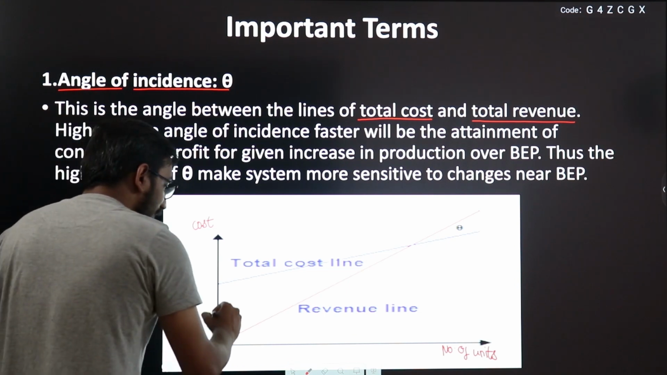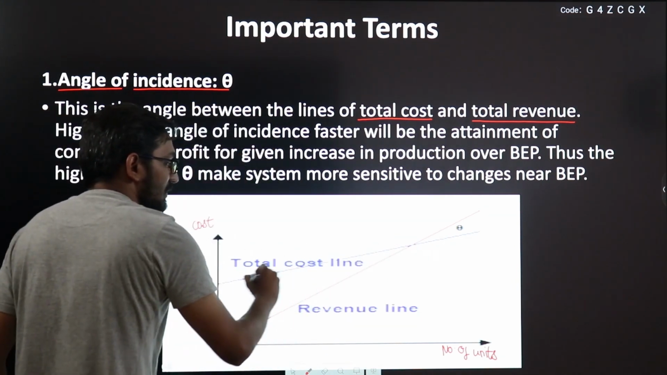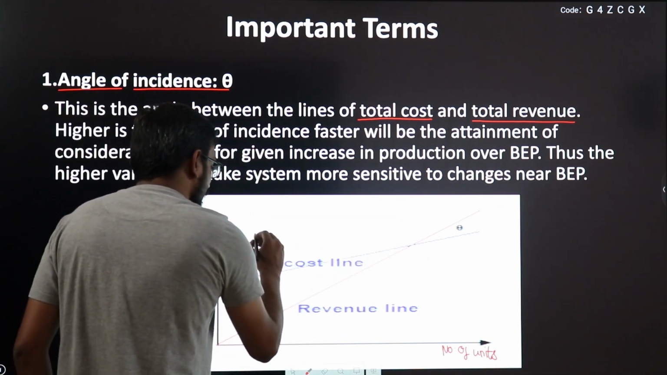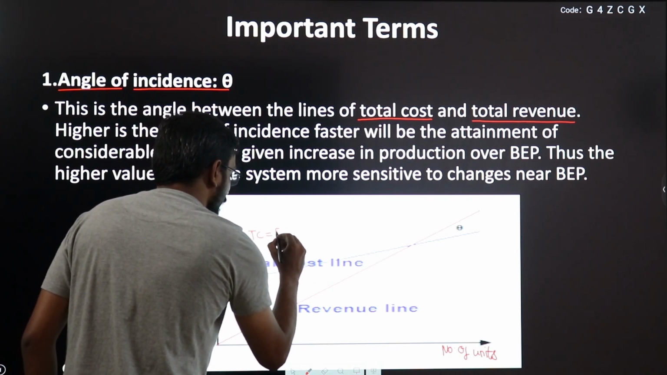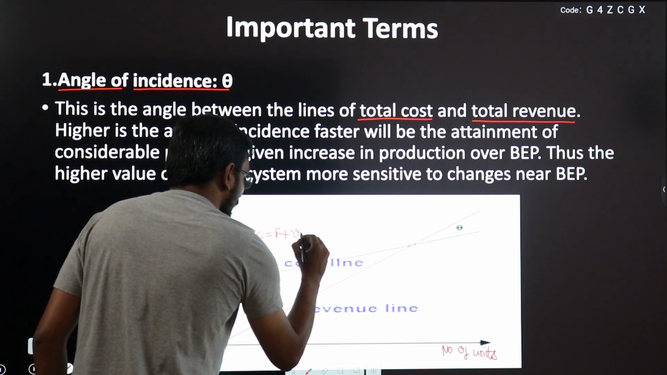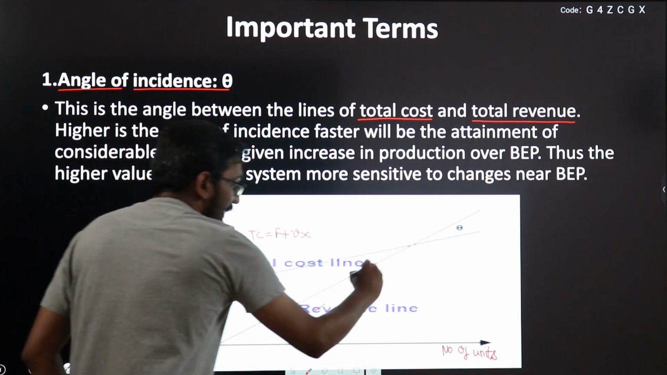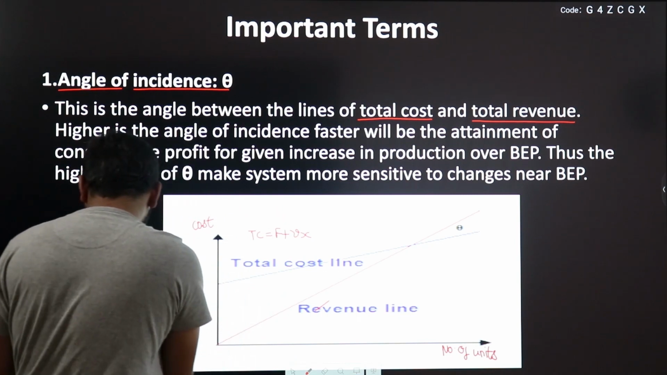So we know that this blue line will be the total cost line. Total cost will be equal to fixed cost plus variable cost. And this is your revenue line.